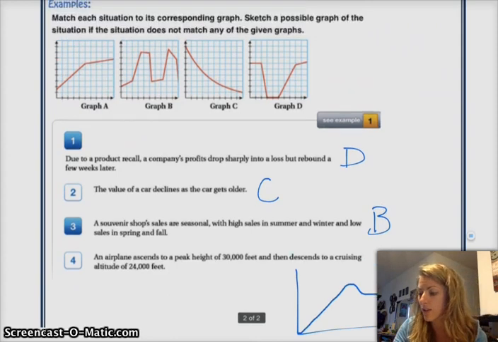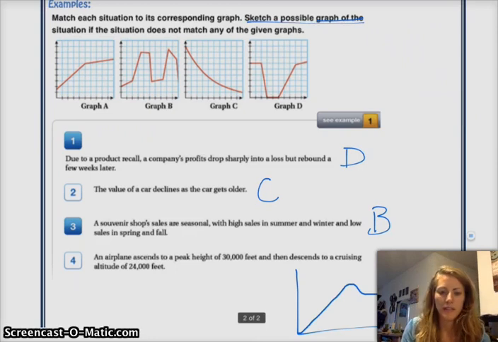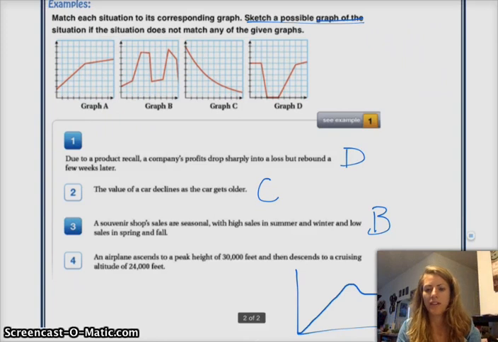And it does say that you can sketch a possible graph if you don't like any of the ones that they provided. So I think that graph makes sense.